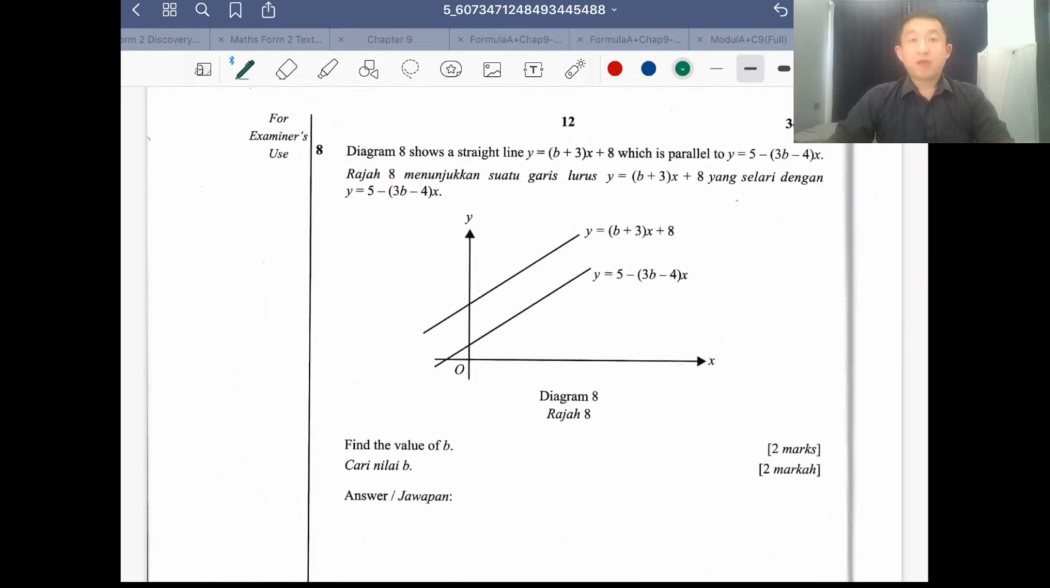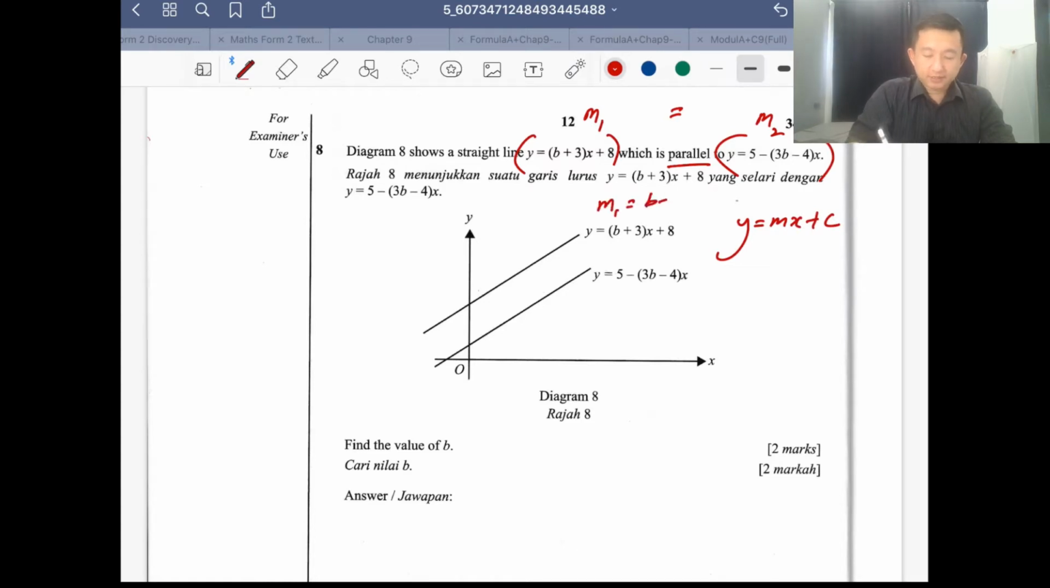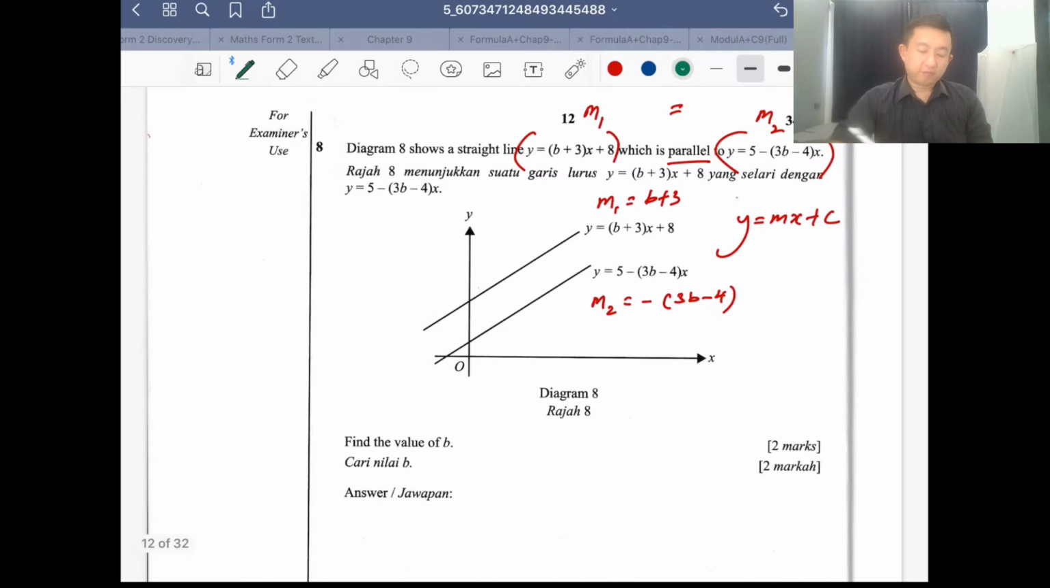Number 8. Diagram 8 shows a straight line. So you have an equation parallel with another line. When you have two lines parallel to each other, you know that this is about m1 equals m2. m1, m2, and they are the same, parallel lines. You can compare them in the gradient form. So m1 here is b plus 3. This is m2. To find the value of b.